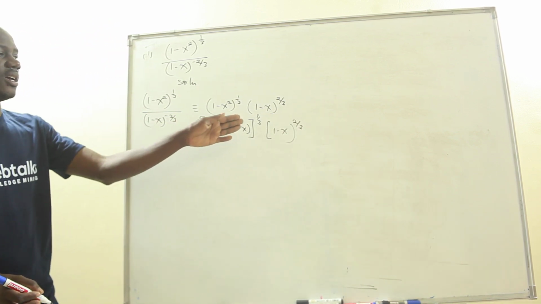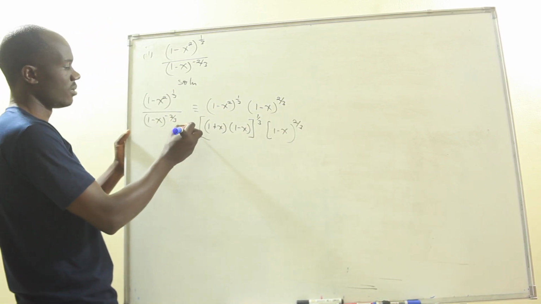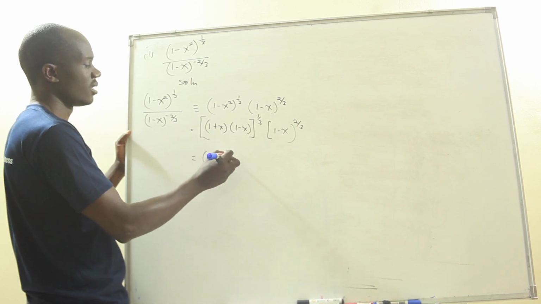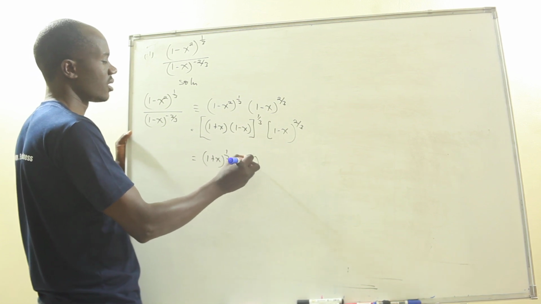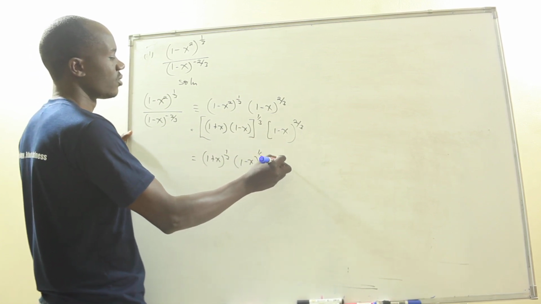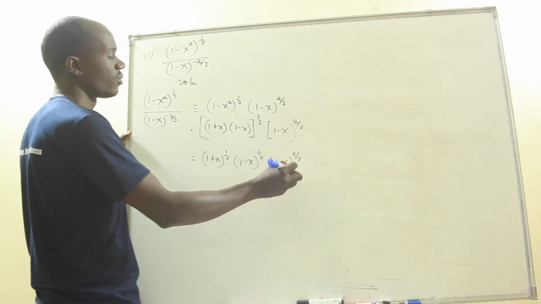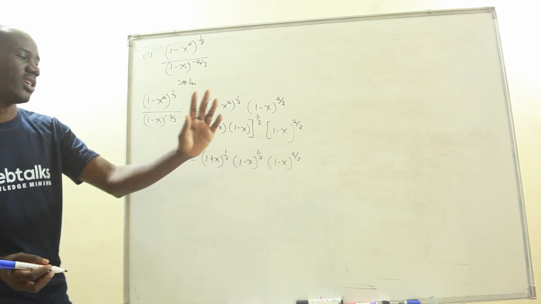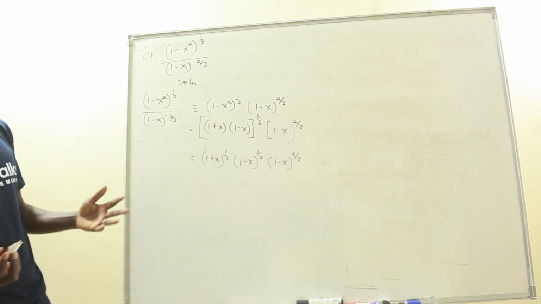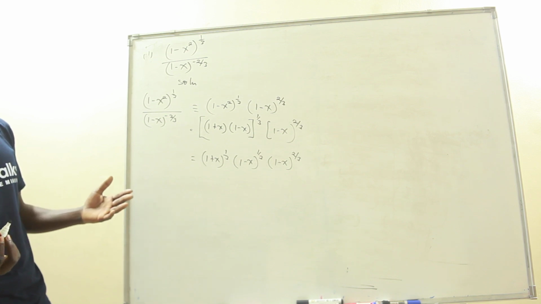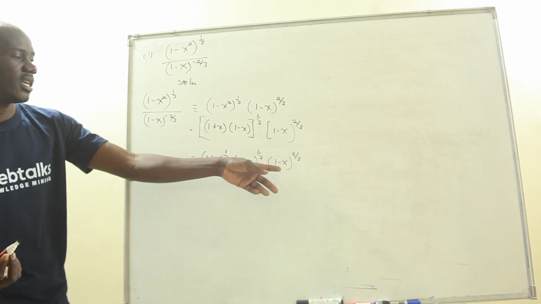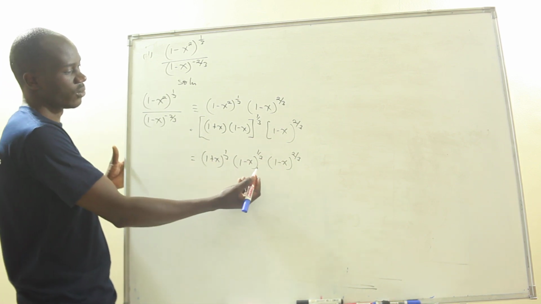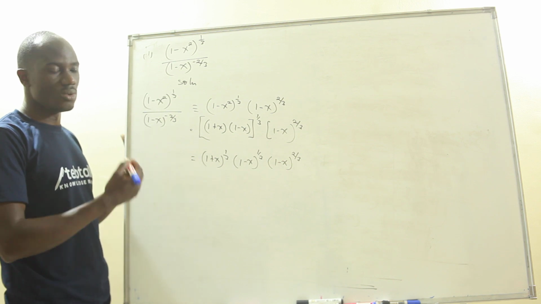Then every number here has the power. So what is it going to be? It's going to be (1 plus x) power a third, into (1 minus x) power a third, into (1 minus x) power 2 over 3. Then we can apply the idea of factorization. What is common? You can see 1 minus x is common. Or if you don't apply that, you can still use the same idea. These numbers have the same base. There's no need of factorizing because there is no plus. So these numbers have the same base. What do we do? We add the powers.